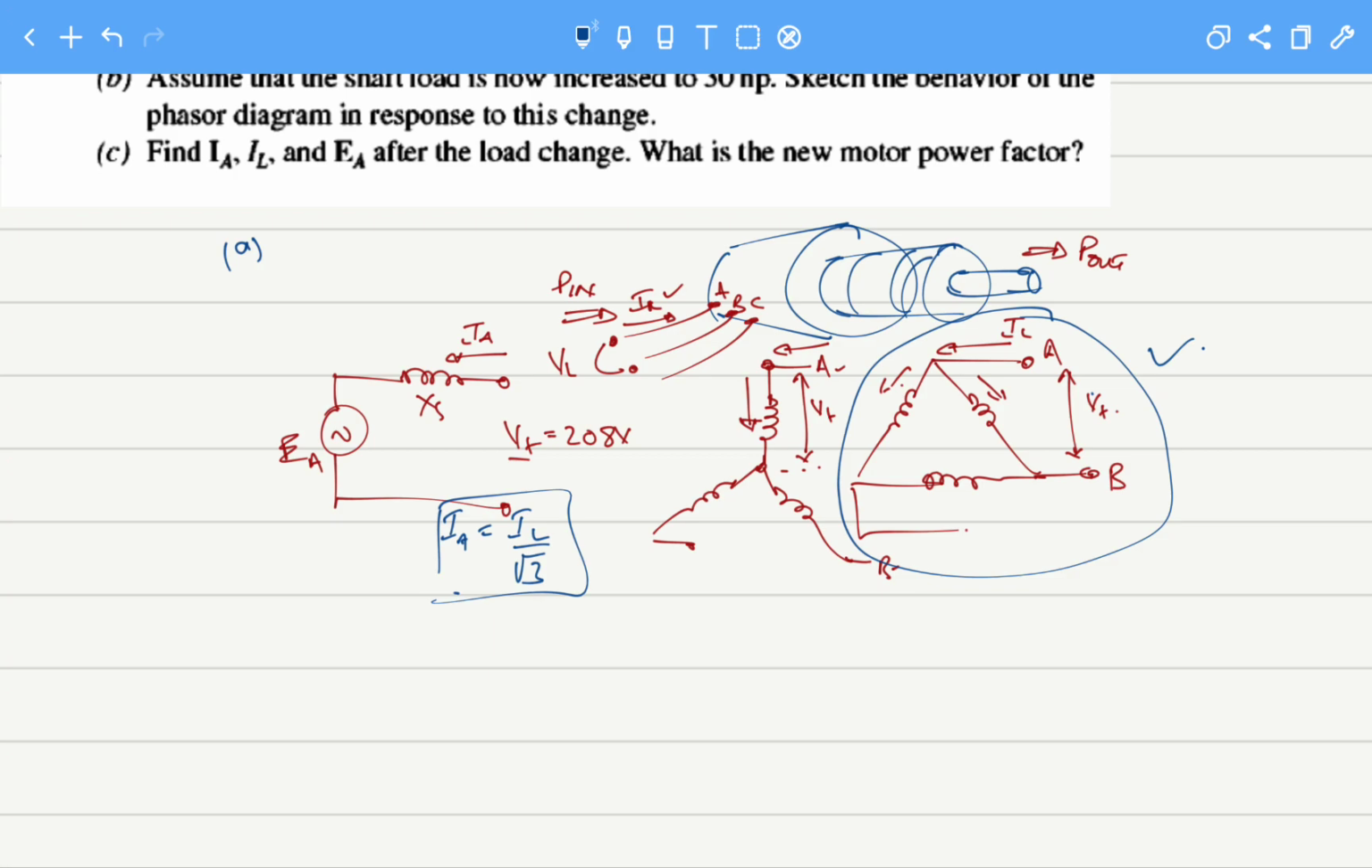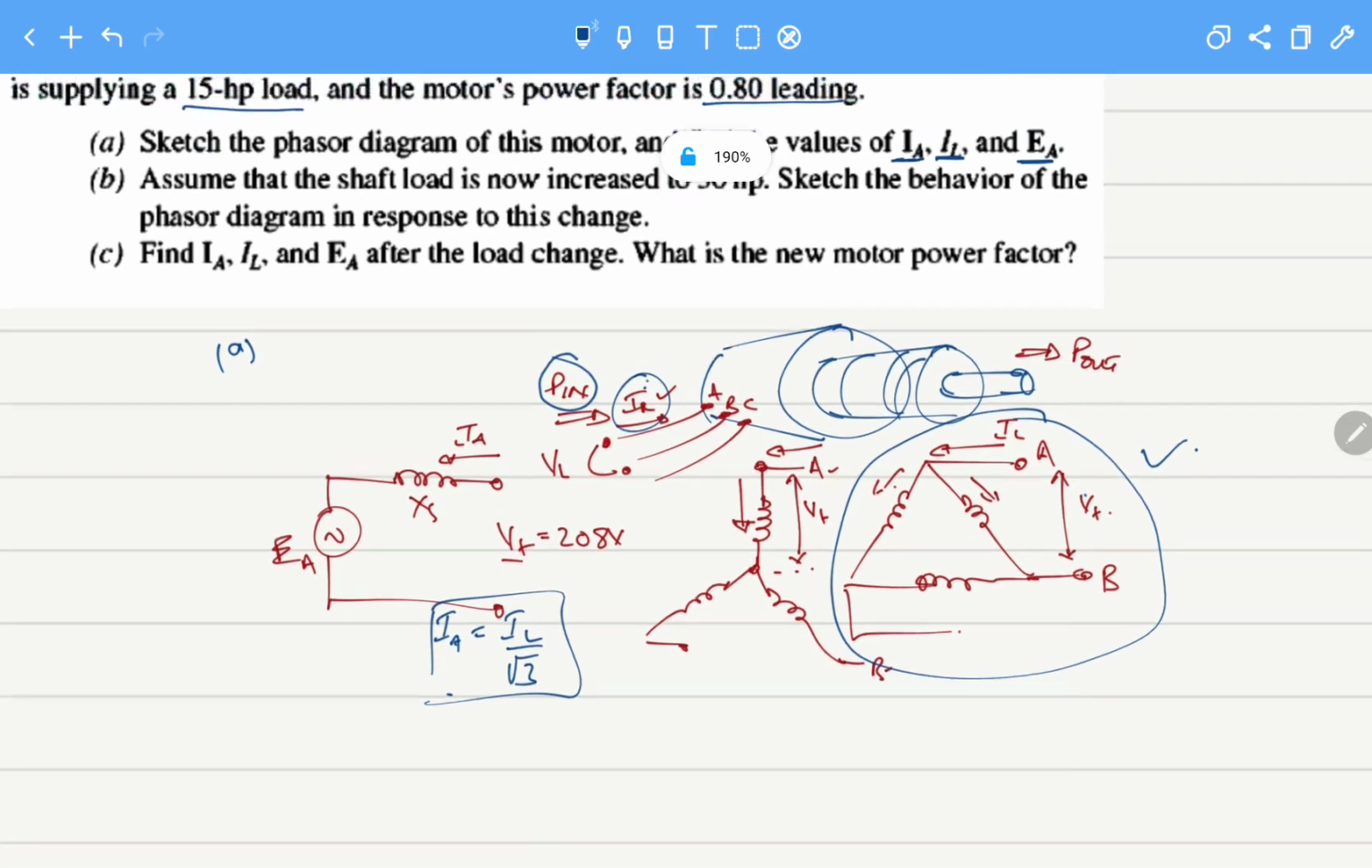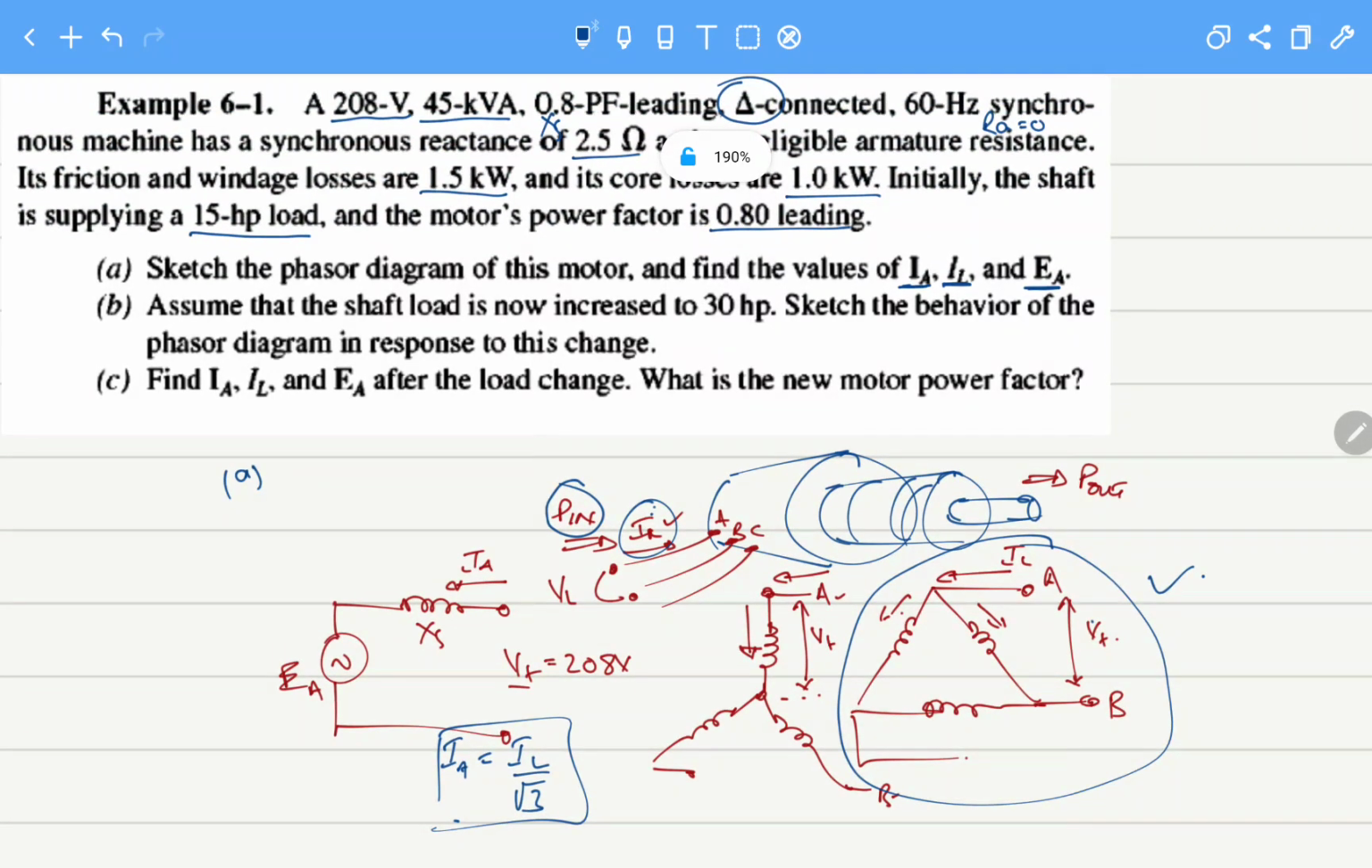What's the line current that is entering into the machine? This we can find out if we know what is the input power of the machine. So let's see, can we find out the input power? No, the question says that it has given us the output power, that is P out, and it has also given us certain losses that include the mechanical losses of friction and windage and the core losses.